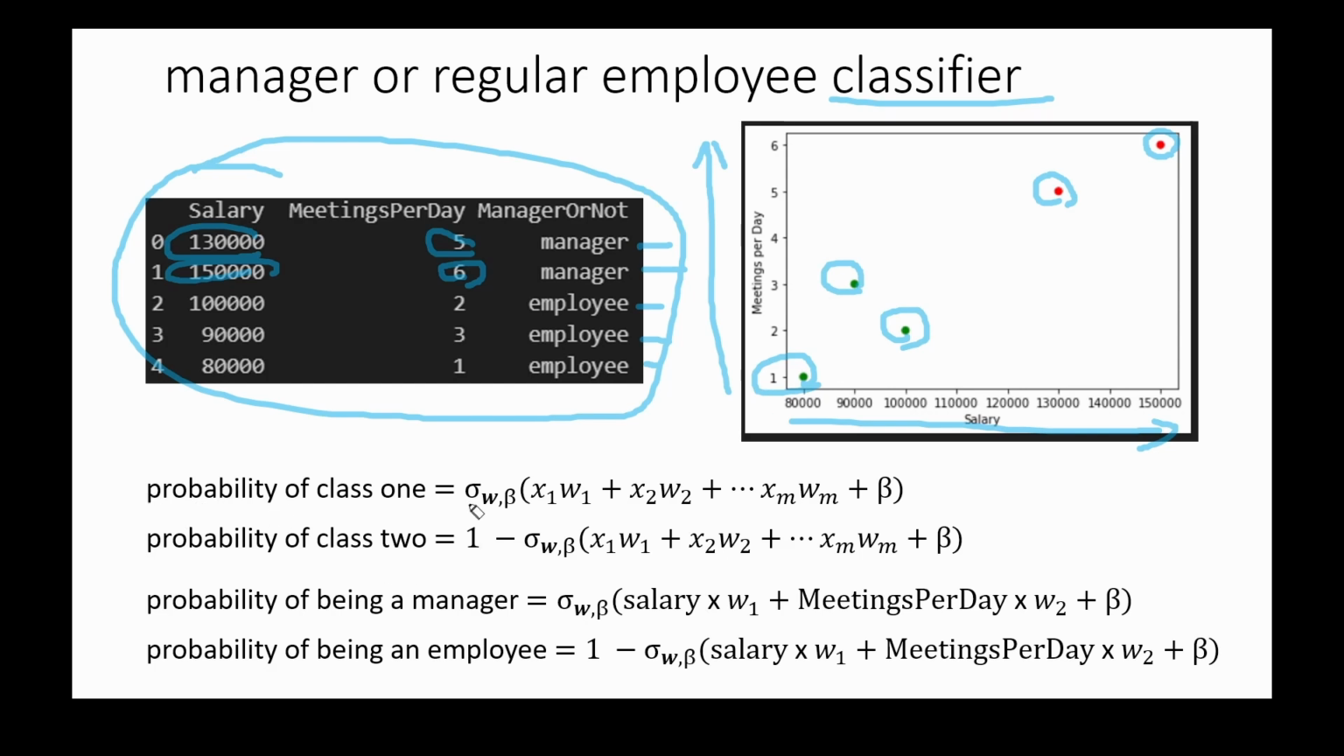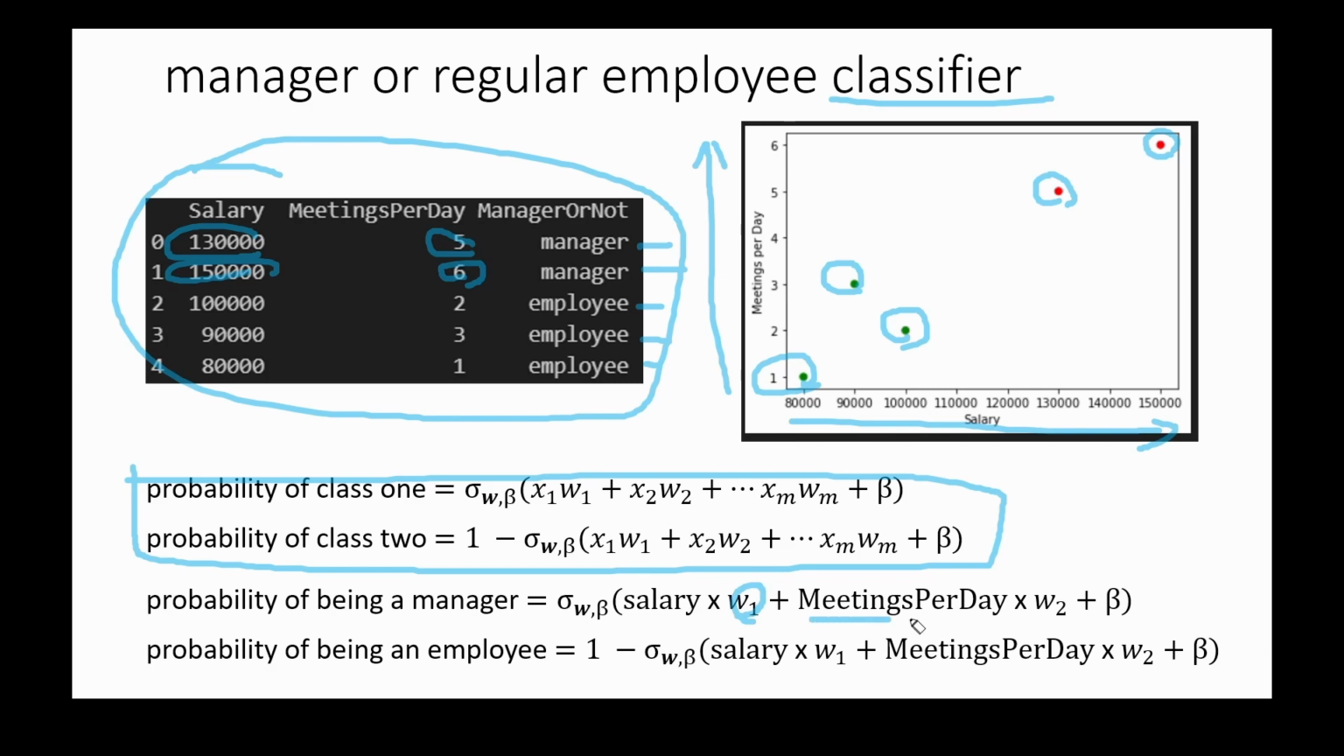So remember that in logistic regression, we can think of the sigmoid function output as the probability. Those two are the general expressions for the probability. But how do those two translate into this manager or regular employee classifier? The probability of being a manager is simply the first feature, salary, multiplied by the first weight, plus the second feature, meetings per day, multiplied by the second weight, plus the beta. So this expression will give us the probability of a person being a manager. On the other hand, if we use 1 minus this expression, then it will give us the probability of that person being just a regular employee.